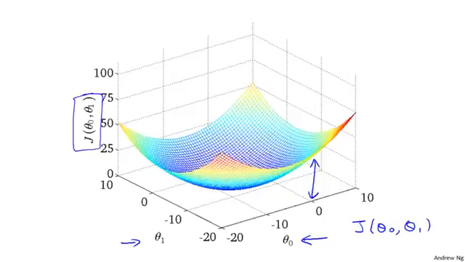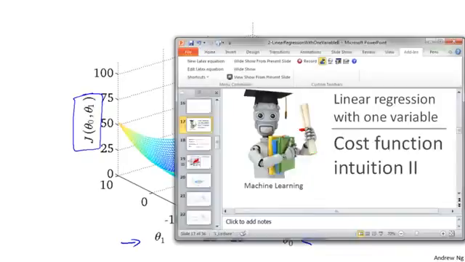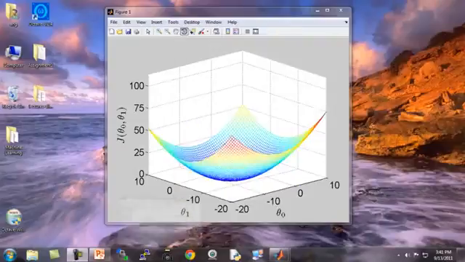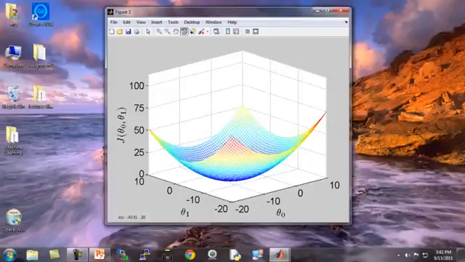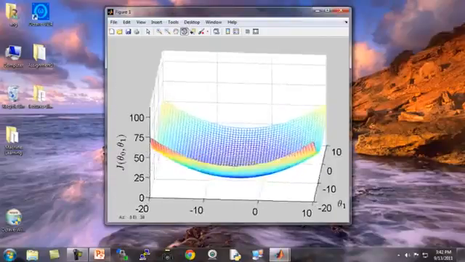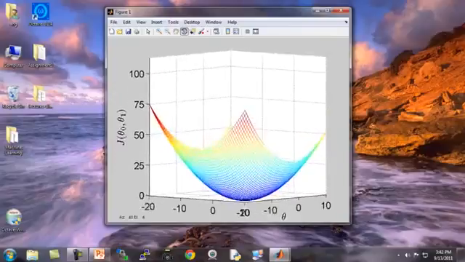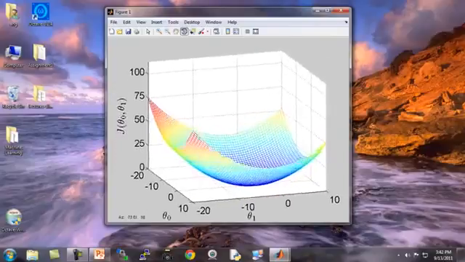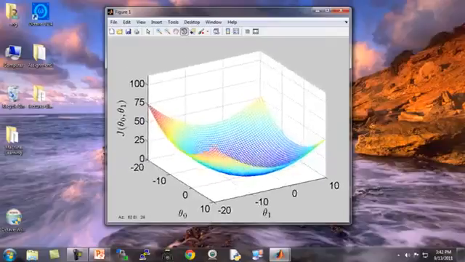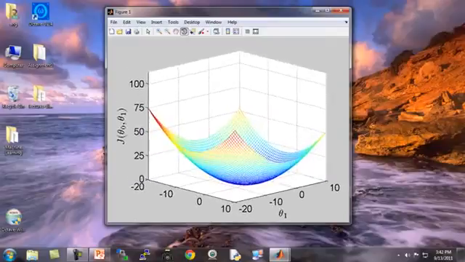Let me show you the same plot in 3D. So here's the same figure in 3D with axes theta 0, theta 1, and vertical axis J of theta 0, theta 1. And if I rotate this plot around, I hope you get a sense of this bow-shaped surface. That's what the cost function J looks like.